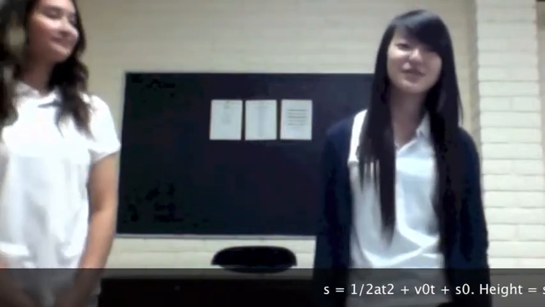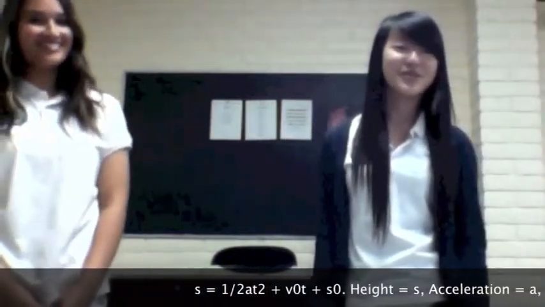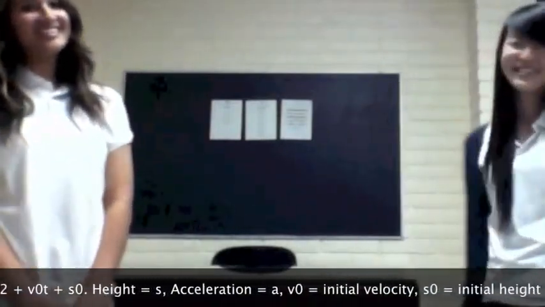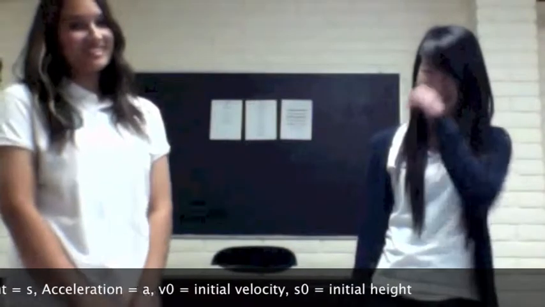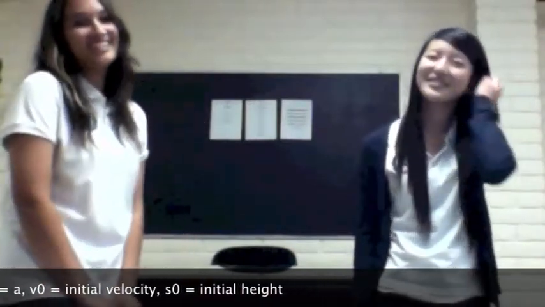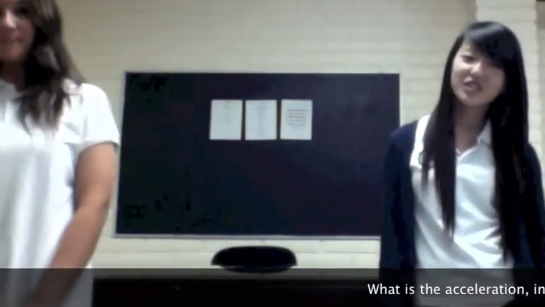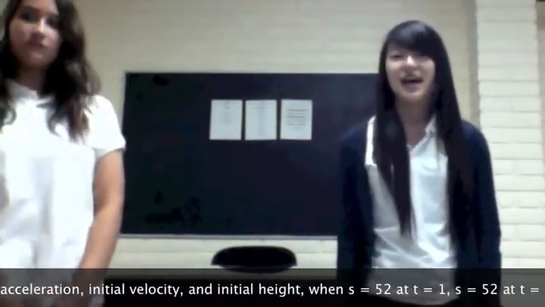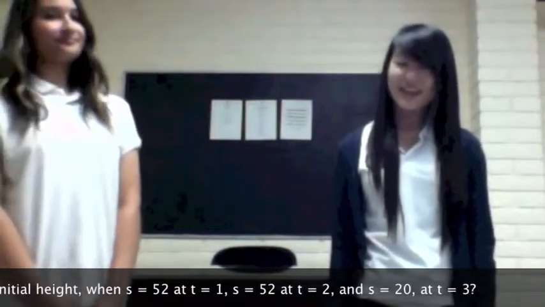To the air. Well, the equation for the ball's position is one half a t squared plus v sub 0 t plus s sub 0. The height s is measured in feet, and the acceleration a is measured in feet per second squared. v sub 0 is the initial velocity at t equals 0, and s sub 0 is the initial height. So what is the acceleration, initial velocity, and initial height when s equals 52 at t equals 1, s equals 52 at t equals 2, and s equals 20 at t equals 3? Let's use a system of equations to find the results.